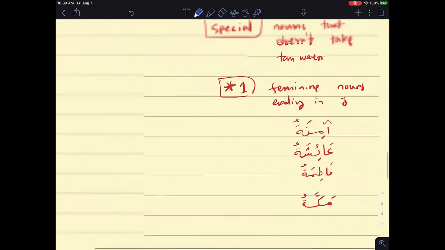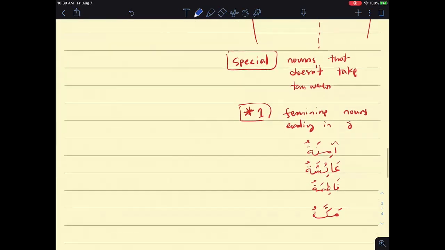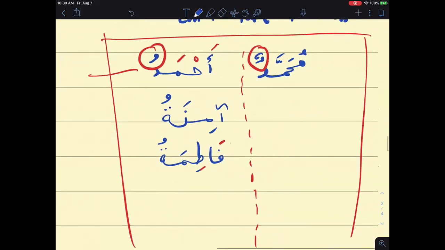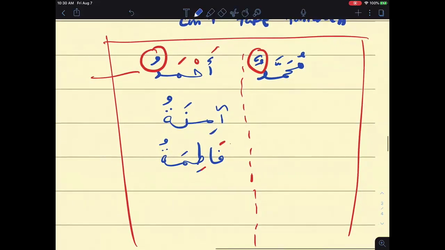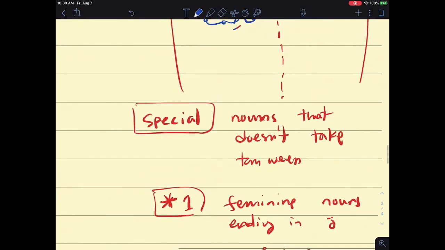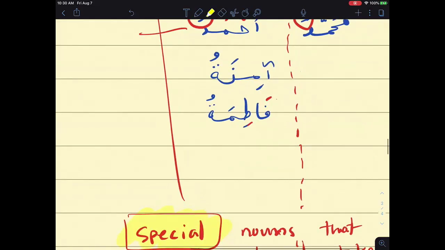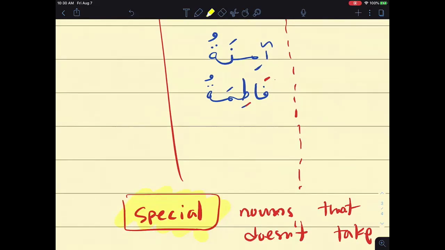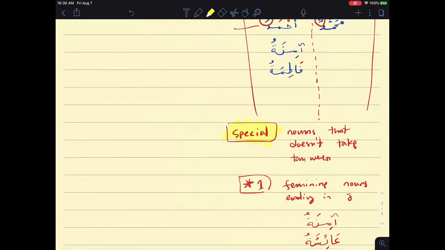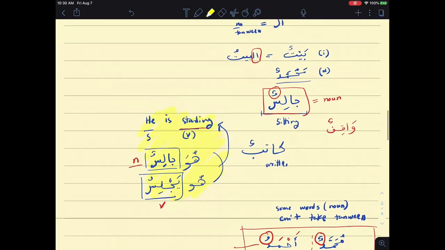So any question here? Basically two concepts you have to understand. Number one is that there's a special word that cannot take tanween, although it should take tanween. Just like Muhammad, it should take tanween. Ahmed should have taken tanween, but Ahmed cannot take tanween because this is one of the special words. Amina is also one of the special words. Fatima is one of the special words. So they cannot take tanween. Right now this information is good enough, but what happens with these words is a lot more complicated, so we'll deal with those issues later.